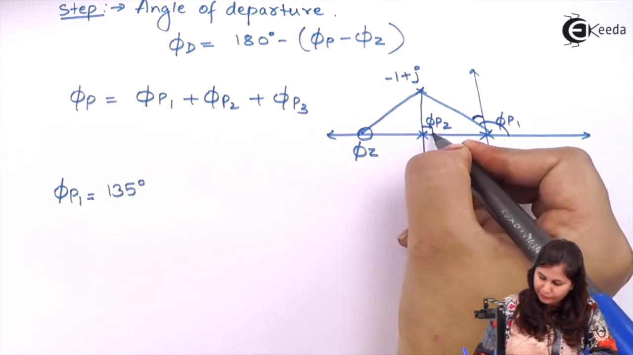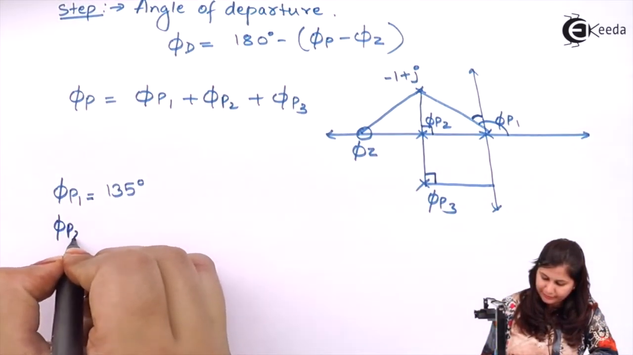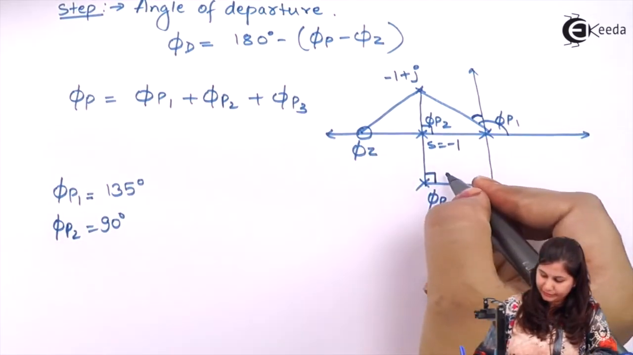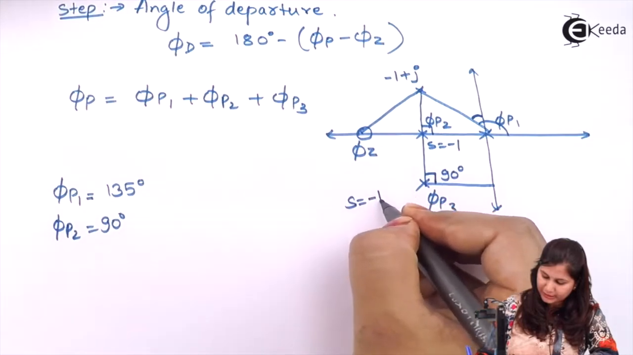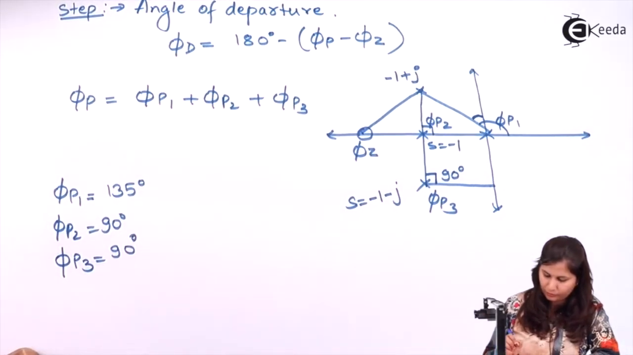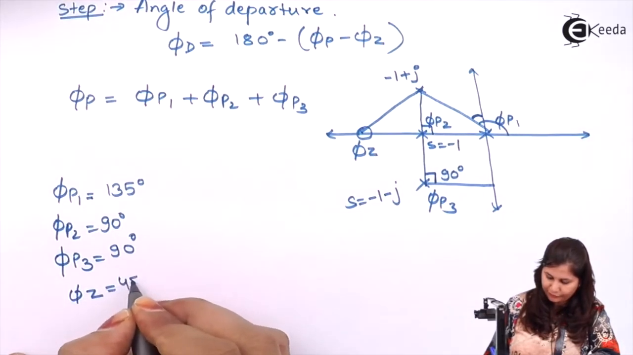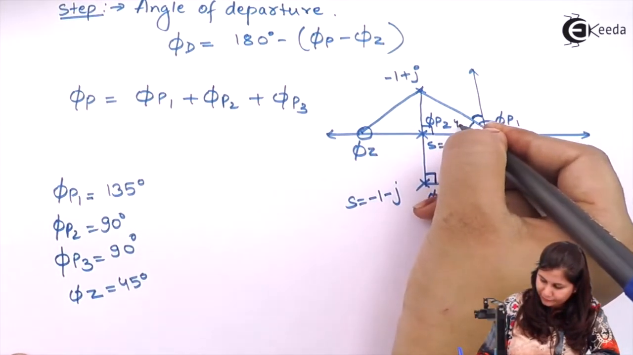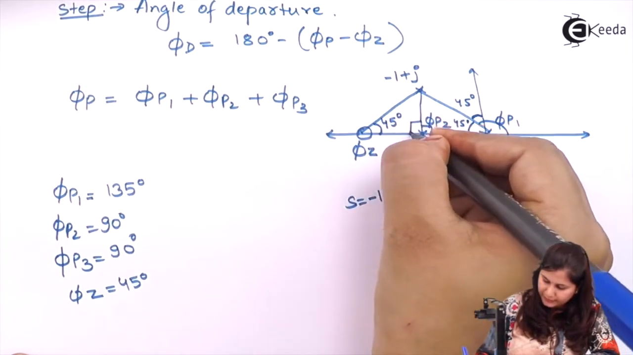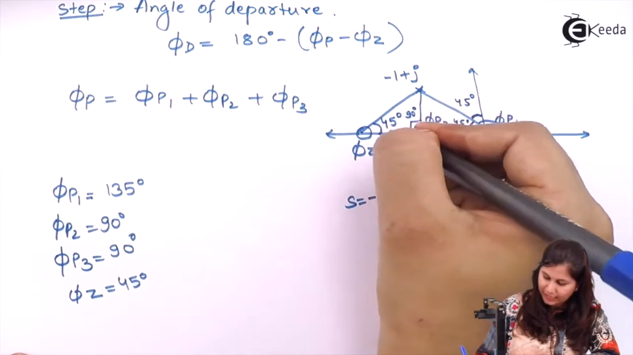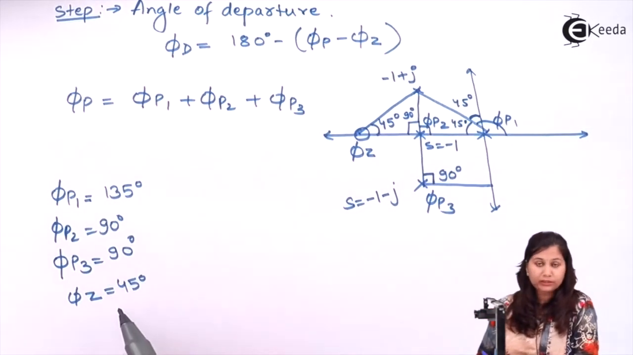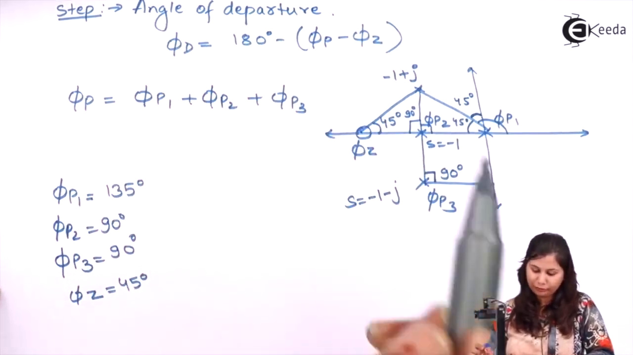so the complete angle will become 135 degrees. For this phi p2, the angle subtended will be 90 degrees, because this is s equals minus 1, just above it, so the angle will be 90 degrees. Here also we will have 90 degrees because this is s equals minus 1 minus j. And phi z is 45 degrees because this angle is 45, this is 45 degrees, so this angle will also be 45 degrees because this is again 90, and the sum of angles in the triangle is 180 degrees, so it is 45 degrees. So we have obtained all the angles; substitute their values in this formula and obtain phi d.